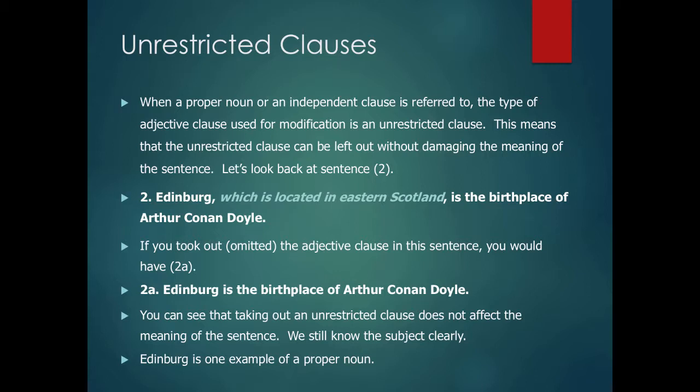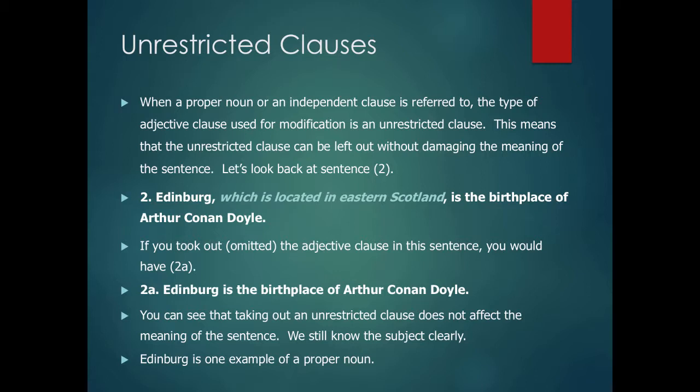So let's look at sentence 2. Edinburgh, which is located in eastern Scotland, is the birthplace of Arthur Conan Doyle. Now, if you took out or omitted the adjective clause in this sentence, you would have 2a. Edinburgh is the birthplace of Arthur Conan Doyle. So this wouldn't affect the meaning of the sentence at all, really. We still are learning where Arthur Conan Doyle was born.